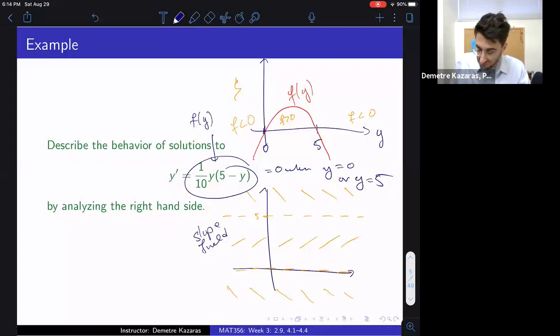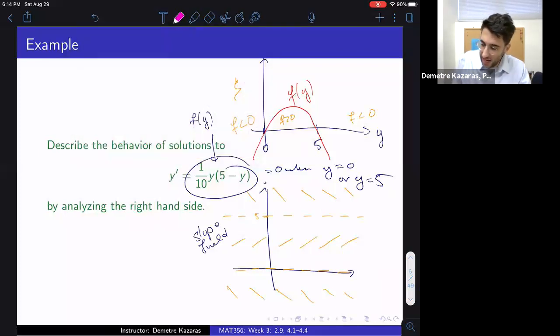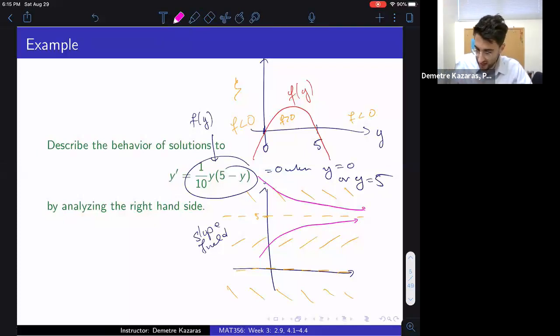Suppose you take some initial conditions and draw some solution curves. The fact that above height 5 the slopes are negative, and a little bit below height 5 the slopes are positive, forces solutions to tend towards 5. A different story happens when you're below 0. When you're below 0, the slopes are negative, so that forces solutions to decrease. I wanted to describe the behavior of solutions, and I can answer in the following way.